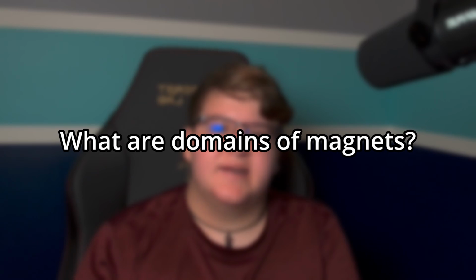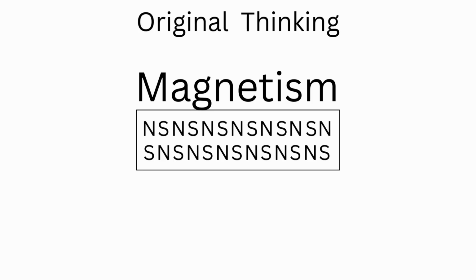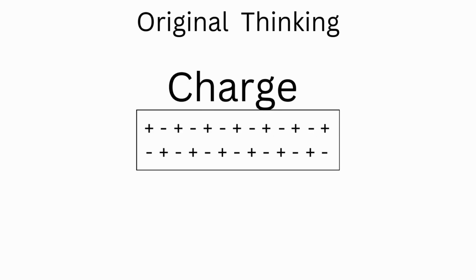What are domains of magnets? My original thinking of magnets was that the north and south poles of an object are similar to negative charges, being able to freely roam throughout an object. This model represents a similar concept to the charge unit. However, it uses symbols N, north, and S, south, rather than charges plus, positive, and minus, negative.